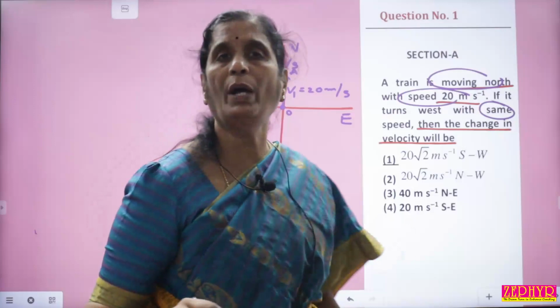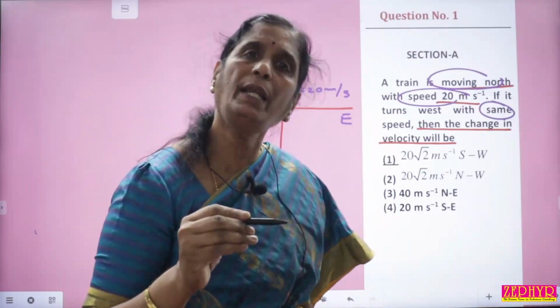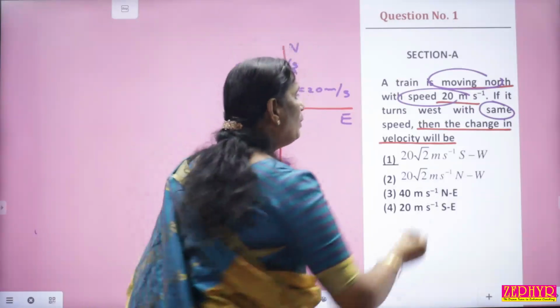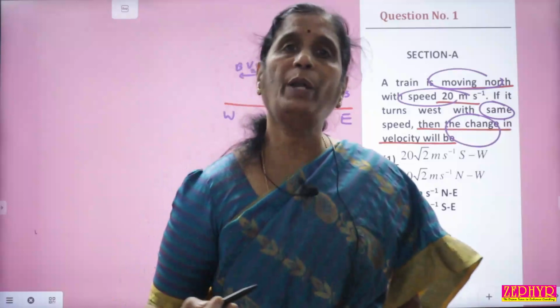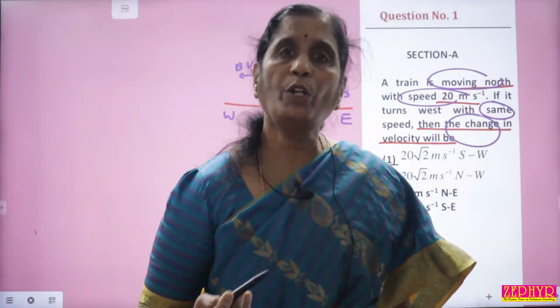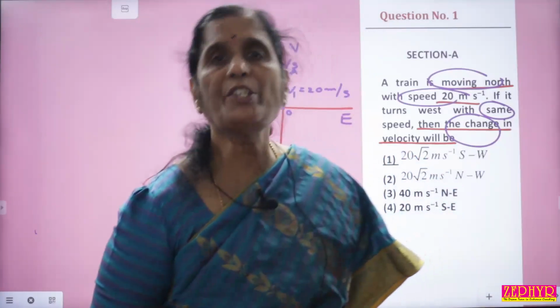So we are having V1 and we are having V2. V1 is the initial velocity, V2 is the final velocity. We want to have the change. Now we have to think how to find out change in velocity, how to find the change in vectors. Change in vectors is nothing but subtraction of vectors.